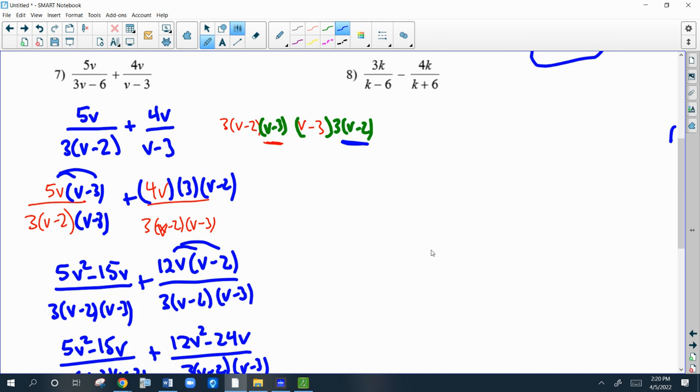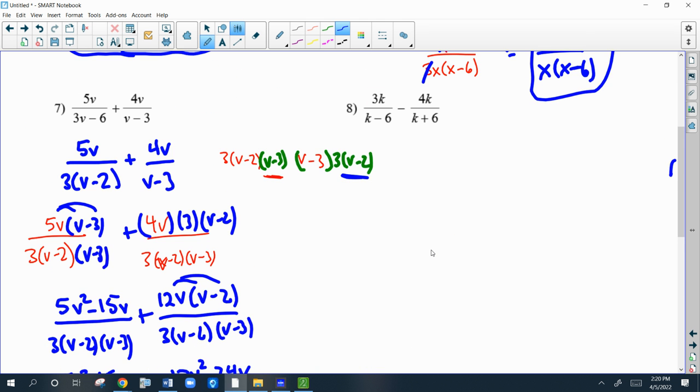All right, so lastly, I have this one. This one looks like it's a little bit easier, thank goodness. You have a k minus 6 here and a k plus 6. Know that those are completely different factors. So I have to multiply this one by the k plus 6 and this one by the k minus 6 to get a common denominator. So I'm going to do that right now.